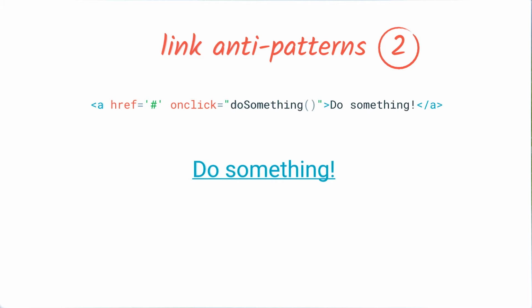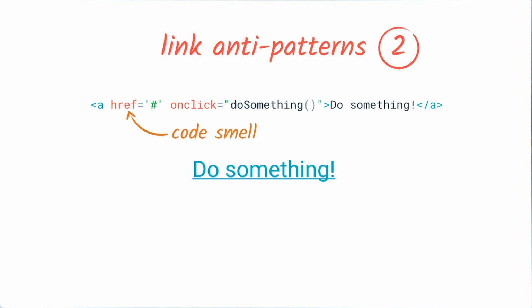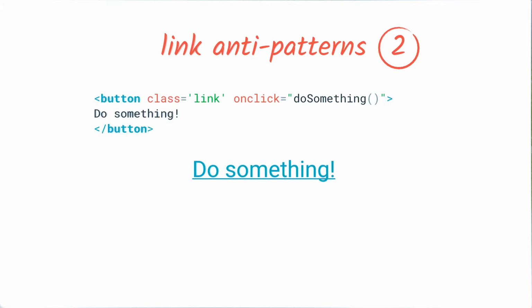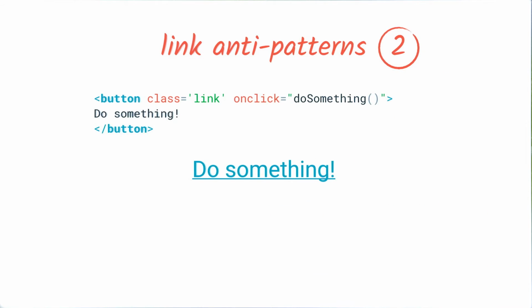The second pattern is the opposite problem, something which is implemented using a link, but is really more like a button. You can often recognize this by the href attribute being something nonsensical. For this case, we'll just replace that anchor tag with a button tag and style it appropriately. In the next class, we'll learn another technique for making elements appear to have a different role to assistive technology.